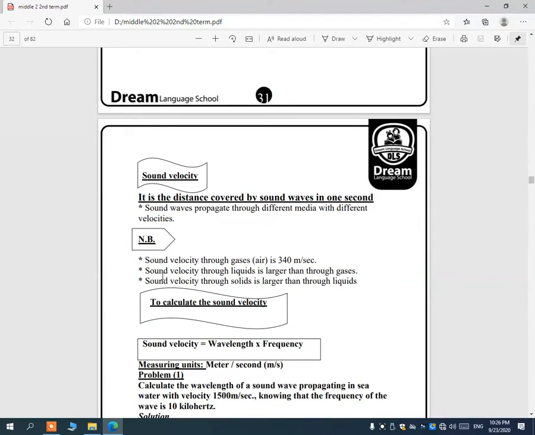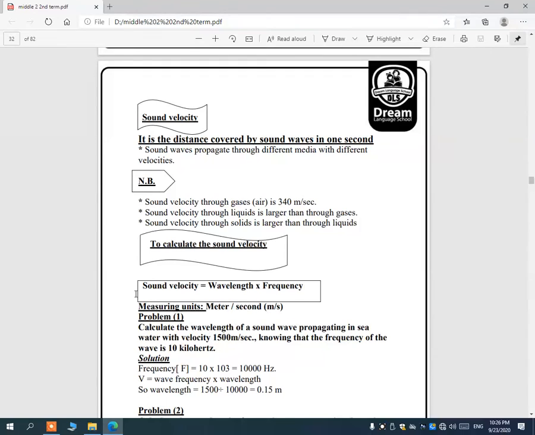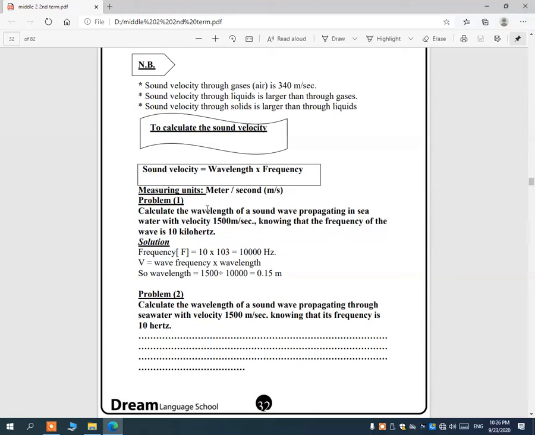And as we know before, the sound velocity through solids is the largest one, then less velocity in liquids, and the smallest velocity in gases like air. And the sound velocity through gases or air equals 340 meters per second. To calculate the sound velocity, we can use this rule: sound velocity equals wavelength times frequency, and the measuring unit of sound velocity is meter per second.